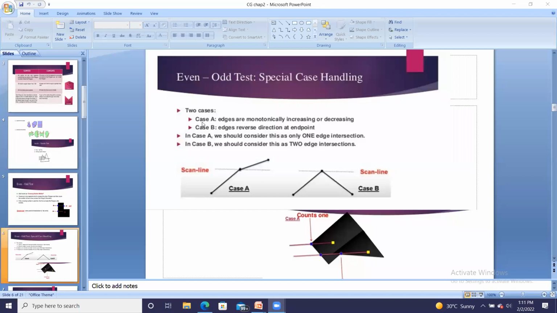सो द स्पेशल केसेस आर द केस ए. केस ए म्हणजे काय तर एजेस दे आर इन्क्रीजिंग और डिक्रीजिंग. एजेस हे तर एकतर वाढत असतील किंवा कमी होत असतील तर काही काळजी करायचं गरज नाहीये, म्हणजे ऑब्जेक्ट्स लाईक धिस.